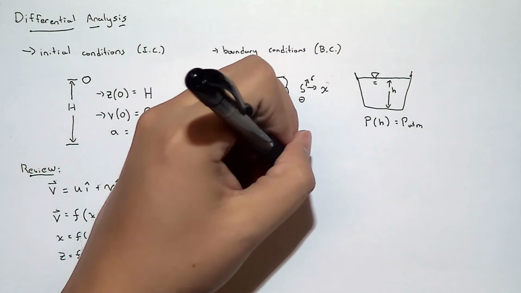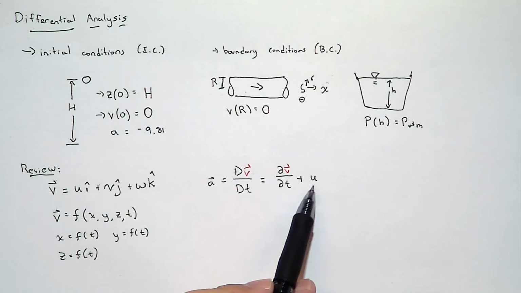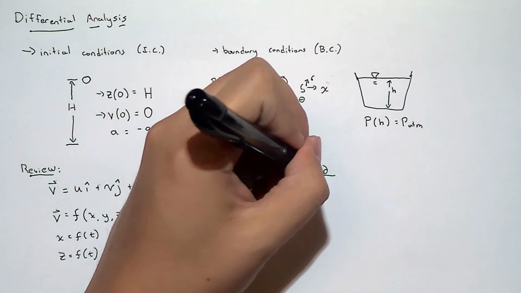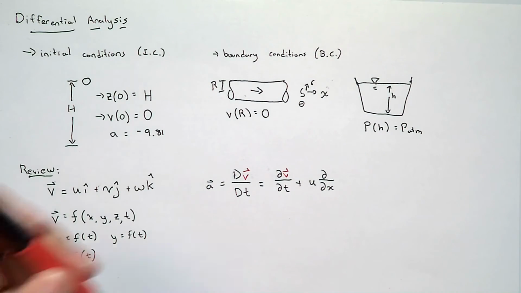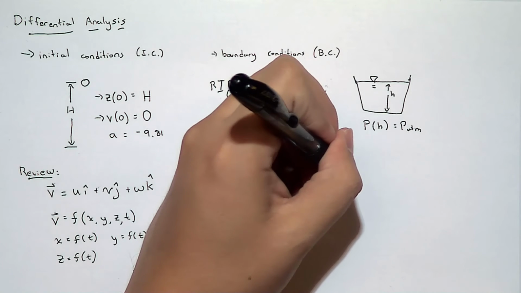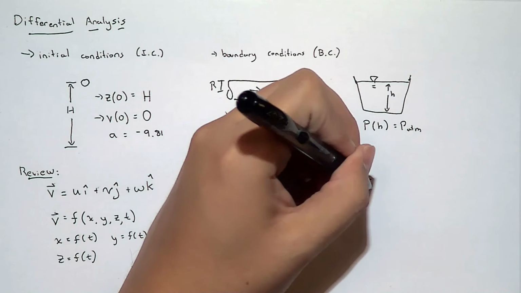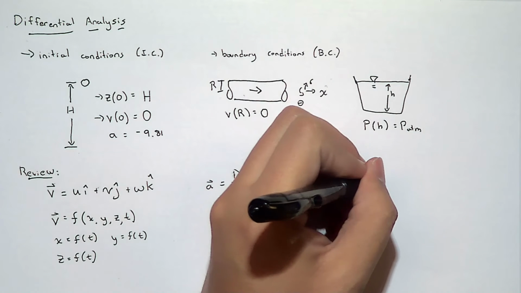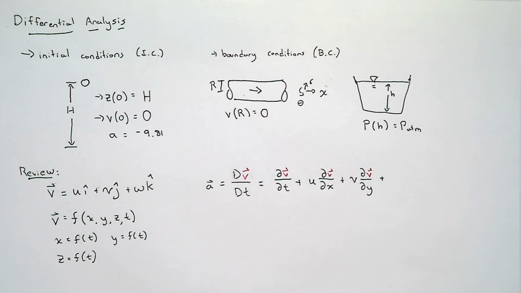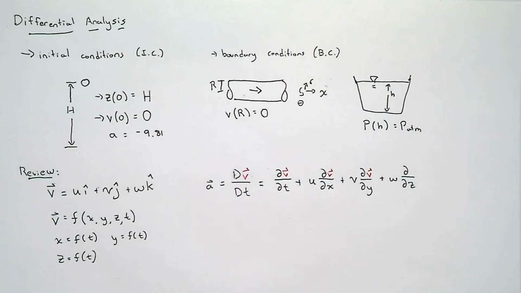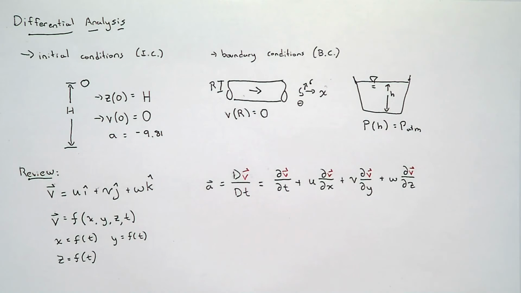plus the derivative of x with respect to time times the partial derivative of velocity with respect to x. And of course, we continue this expression with our y and z coordinates. Ethan, what do you think the last term I'm missing would be? W. Exactly. W. And then partial derivative with respect to z. That's correct. Good. So essentially, this is the acceleration in vector form.